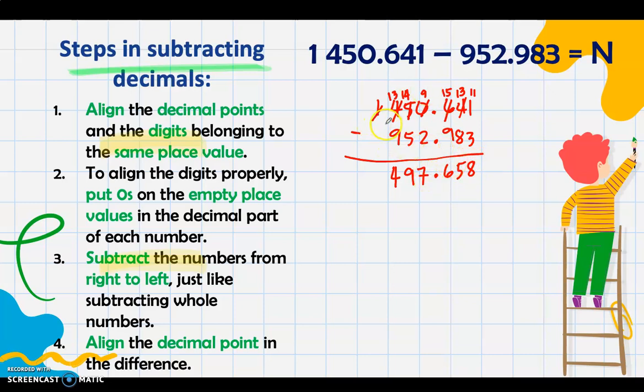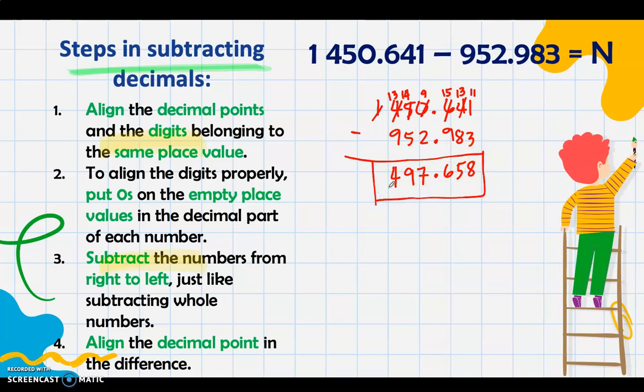Now, if you want to make sure that your answer is correct, all you have to do is add the subtrahend to the difference, and if the answer is the minuend, then you get the correct answer. 11, carry 1, 14, carry 1, 16, carry 1, 10, carry 1, 15, carry 1, 10, 14. So our answer is correct.